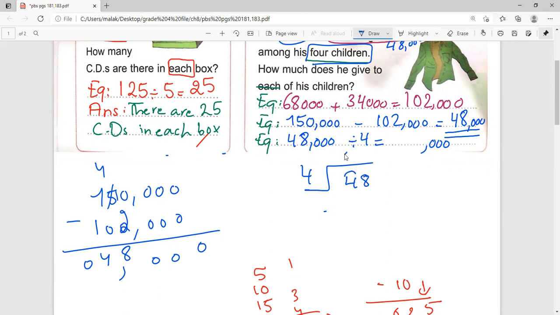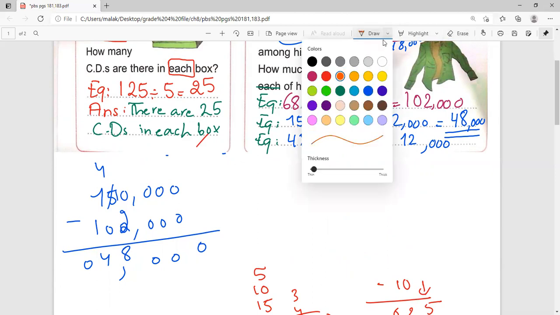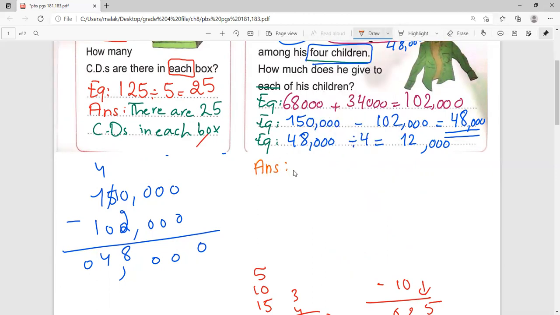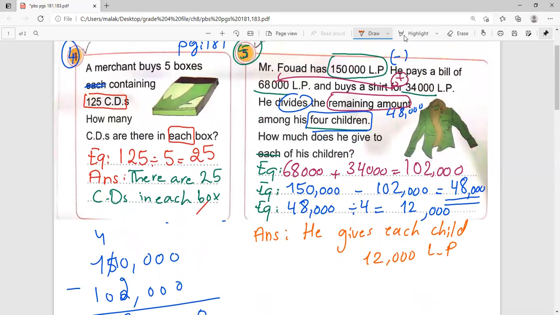Which number in table 4 gives us 4? 4 times 1, 4. Then which number in table 4 gives us 8? 2. 4 times 2, 8. So the answer is 12. So how much money does each child take? He will take 12,000 Lebanese pounds. Each one will take 12,000 Lebanese pounds. So he gives each child 12,000 Lebanese pounds. Okay, please copy the answers on your math books, and if you have any question you can ask me later in the Zoom period.